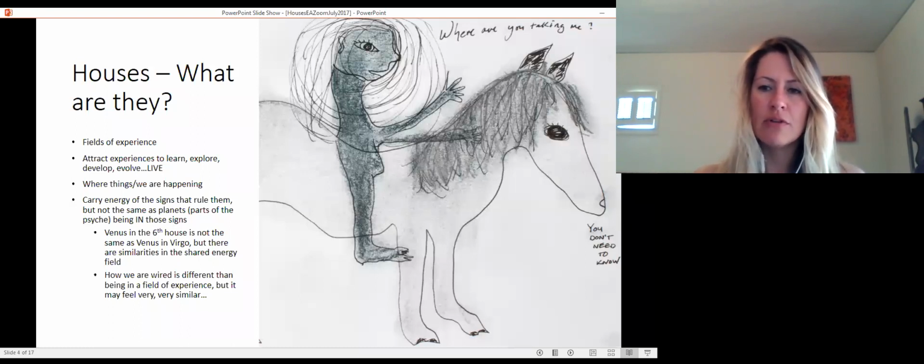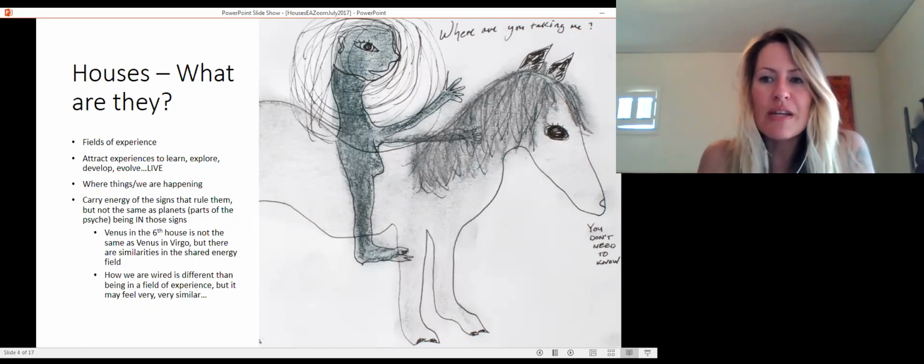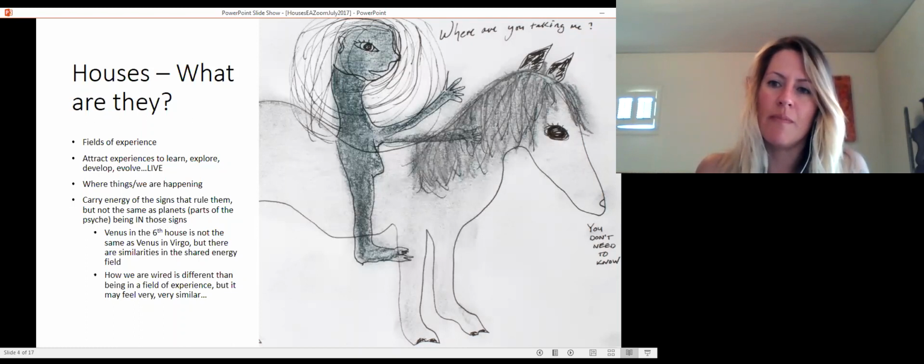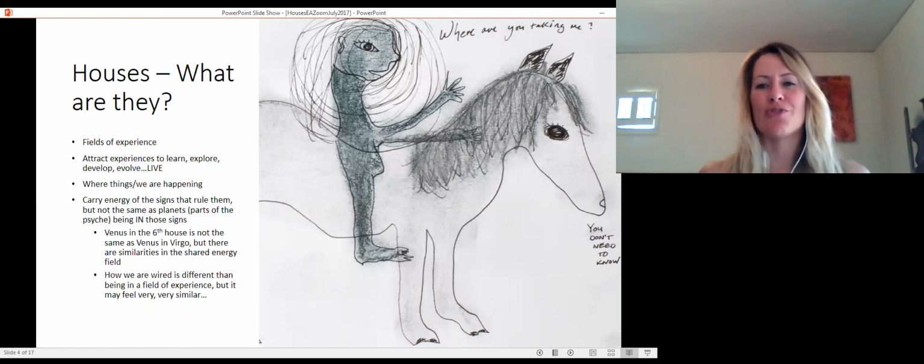And from an evolutionary standpoint, we can look and see where we have been living our experiences in the past and where we have the opportunity for a lot of growth currently and in the future. And that part gets me excited about houses. Because again, this is about, okay, what classroom am I in?